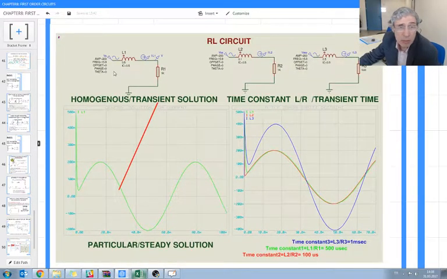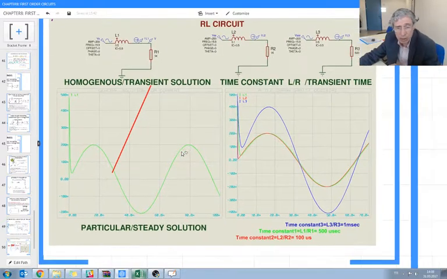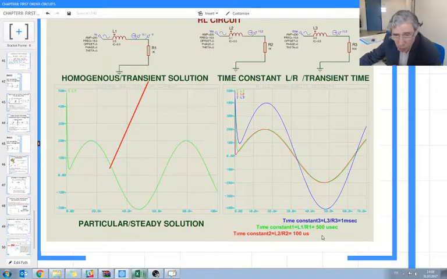This one has the same L value as the original circuit, and the resistor value has been reduced. In here, the L value has been reduced, and the other value is kept as the original one. In here, R is reduced, and L is kept as the original one. So by changing L and R values, we are changing the time constants here. They are 500 microseconds, 100 microseconds, and 1 millisecond. So the beginning becomes shifted towards the right according to the time constant value.